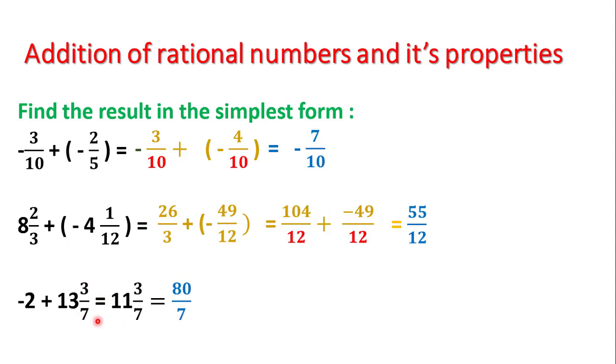Also, you can convert 13 and 3 over 7 into an improper fraction. It will be 94 over 7. And 2 means 2 over 1, so I multiply up and down by 7. It will be negative 14 over 7. Negative 14 plus 94 is 80 over 7. Okay, you can use the way you want. So to add rational numbers, you should unify the denominator, then add the numerators. And after you get the result, simplify it and put it in the simplest form.